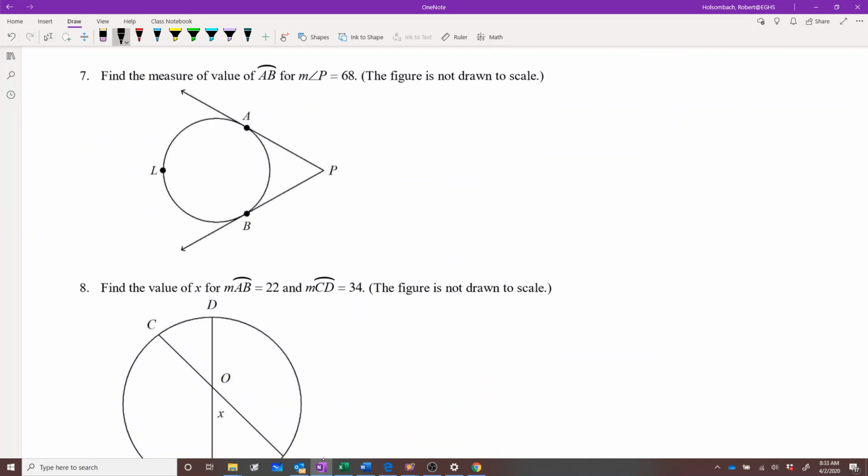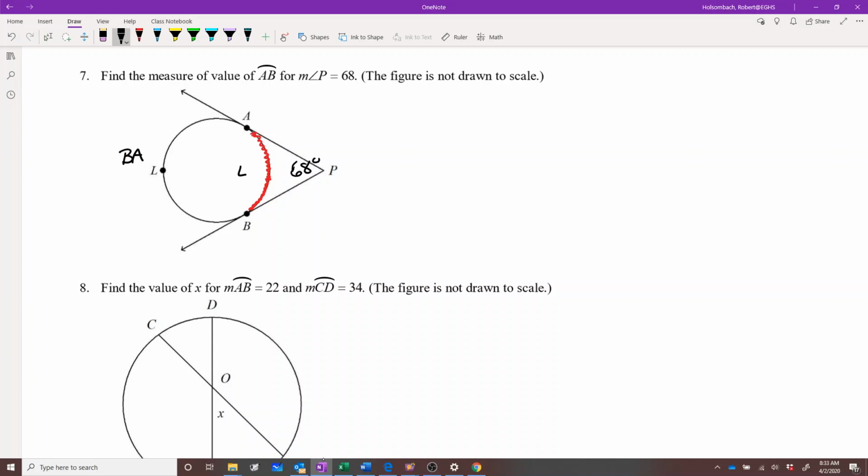Alright, number 7, we're back to a big angle, little angle problem. Find the measure of the value of AB. Here's what we're looking for, this angle. I'm sorry, this arc. For the measure of P equals 68, so 68 degrees. Alright, so around the back, A, L, B, we're going to call that the big arc.